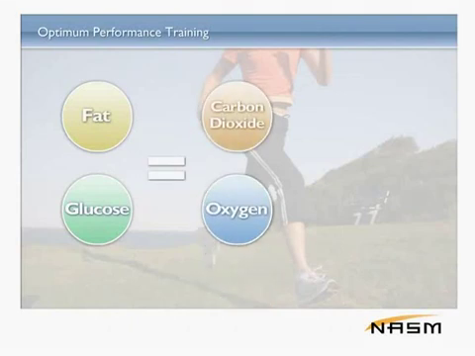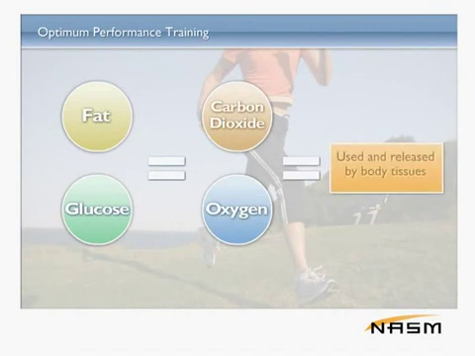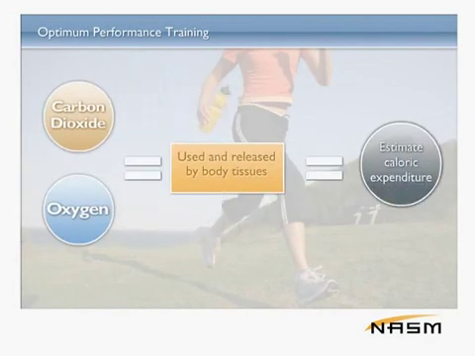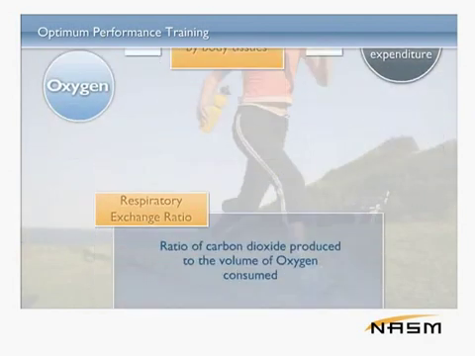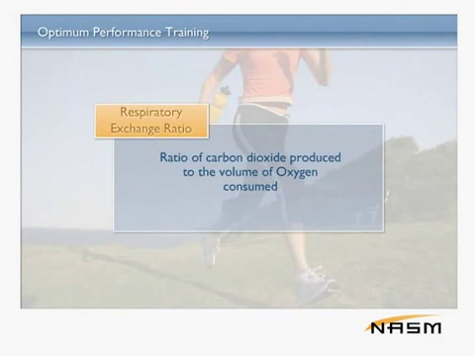The amount of oxygen and carbon dioxide exchanged in the lungs normally equals that used and released by body tissues. This allows the body to use these respiratory gases to estimate caloric expenditure. The respiratory exchange ratio is the ratio of carbon dioxide produced to the volume of oxygen consumed.